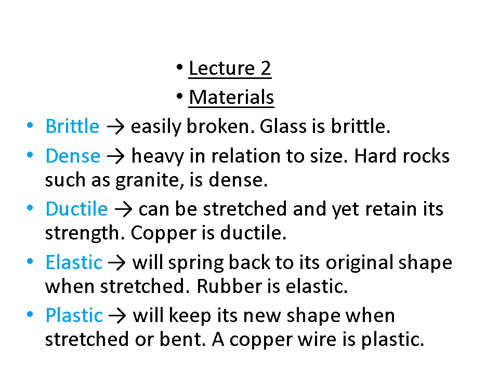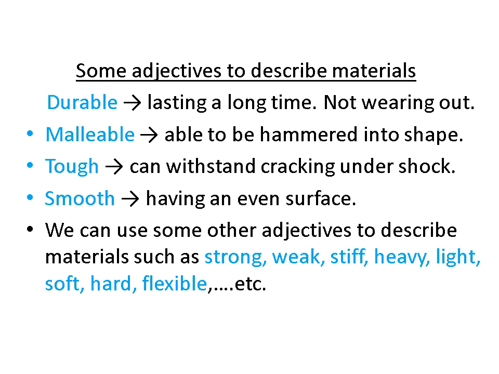Okay, so we can describe the materials using some adjectives. Let's give some examples of these adjectives. Number one, durable. Durable is lasting a long time, not wearing out. يدوم لفترة طويلة. So that is what we mean by durable. For example, steel is durable. Rock, the same thing. Some materials last a long time.